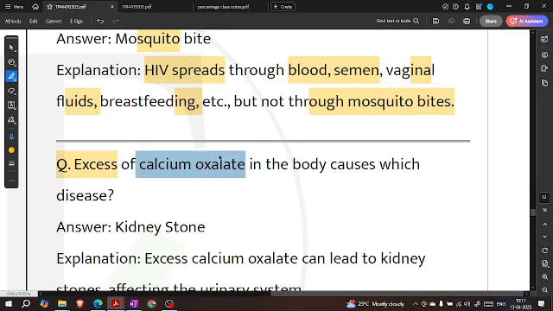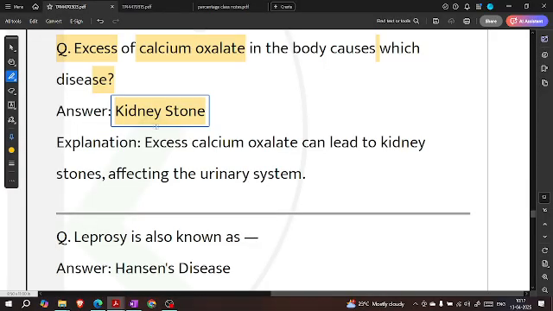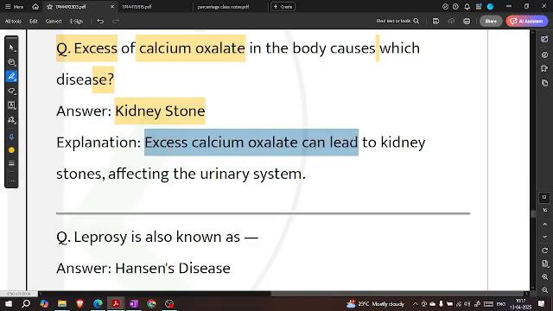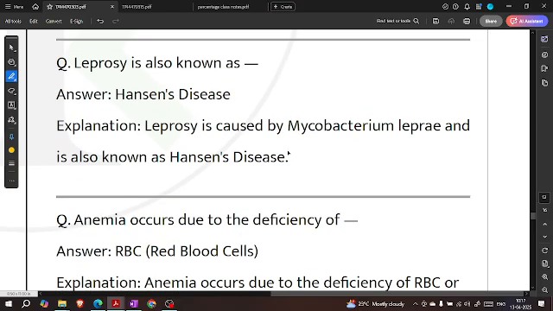Excess of calcium oxalate in the body causes which disease? Kidney stone. Excess of calcium oxalate can lead to kidney stones affecting the urinary system.